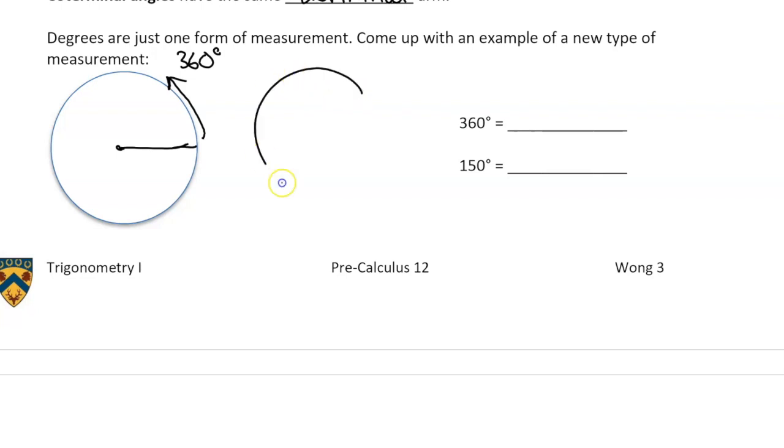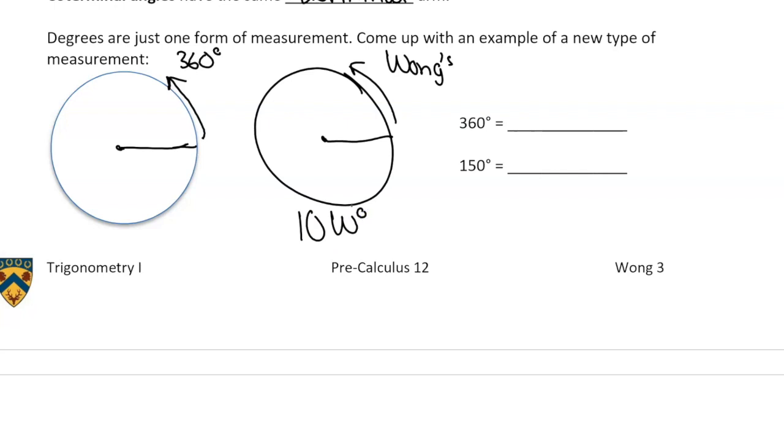Right here, I'll draw another circle, and we'll call these wongs. And we're going to say that to go all the way around a circle is going to take 10 wongs. All right. So if we wanted to have some sort of comparison, we could say 360 degrees is equal to 10 wongs.